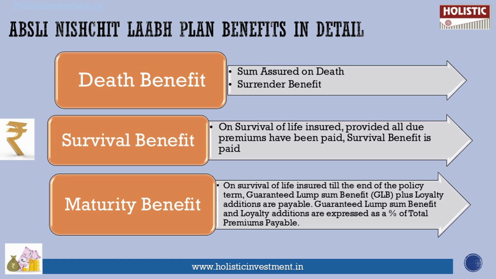Now let's take a look at the survival benefit. This is given to the policyholder on the survival of the life insured, provided all due premiums have been paid. If you have chosen the endowment option, then there is no such benefit as survival benefit. But if you have chosen the income with lump sum option, then on survival of the policyholder, till the end of every policy year following the completion of your premium payment term, an income benefit, which is expressed as a percentage of your annualized premium, will be paid to you, and loyalty addition shall also be paid on your date of maturity.